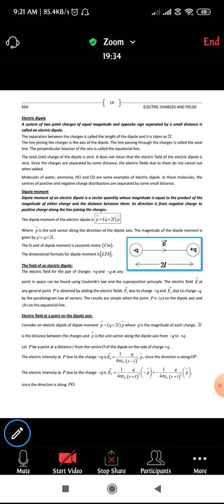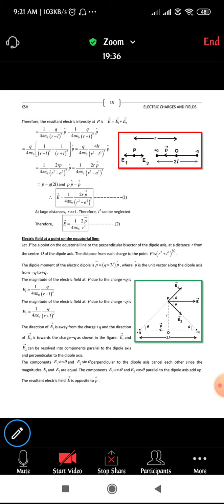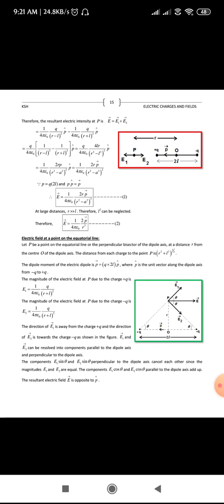So E1 and E2. Next we need to find the resultant electric intensity at P. In order to find the resultant electric intensity at P, what we need to do? We need to sum E1 and E2. So by adding that, we write that the net electric intensity vector E is equal to vector E1 plus vector E2. Let us substitute the values of E1 and E2 here.